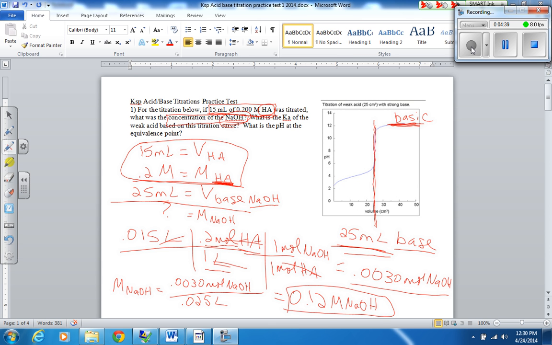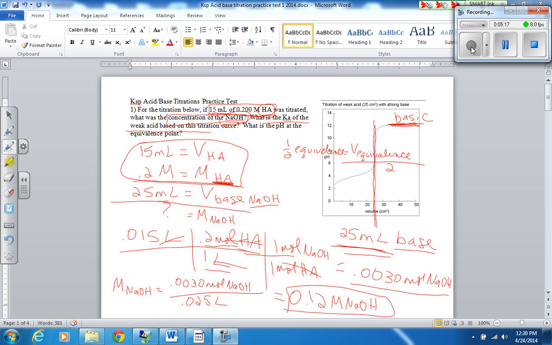Next, what is the Ka of the weak acid? Now, this is another place where students get really confused. I talk about the half equivalence volume, and students don't know what that means. Half equivalence is the equivalence volume divided by 2. When I say half equivalence point, the half equivalence is V equivalence divided by 2.